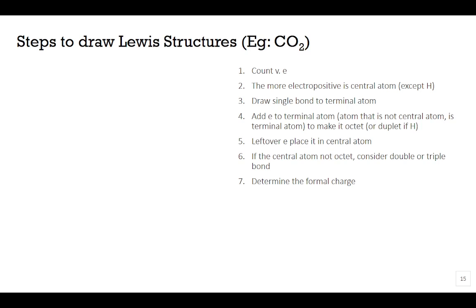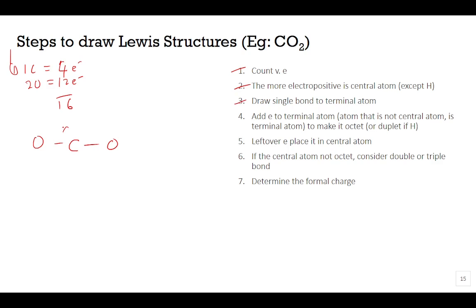Okay, next one. CO2. This is the last one. So step one, count the valence electrons. C is 4, and oxygen there are 2, so 6 times 2 is 12 electrons. So 16 in total. The more positive atom is the central atom, so carbon. So oxygen on the sides, draw single bonds, and add electrons to the terminal atoms.